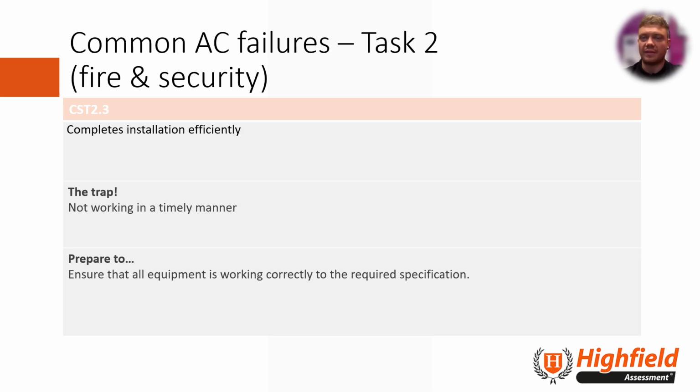And task 2 within the fire and security pathways. So common areas of fail are CST 2.3, completes installation efficiently. The trap here is not managing time effectively. So in order to prepare, ensure that you review the equipment that's available in the room and then make sure that you make the choices regarding the installation correctly. Make sure that you've installed into the required industry standard.